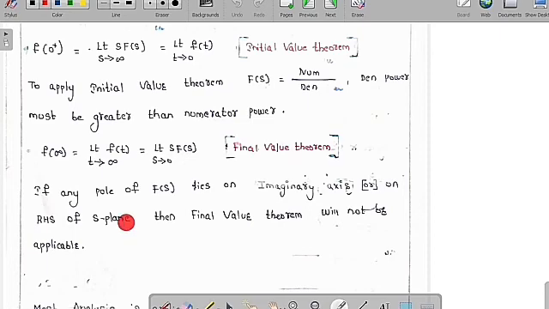So therefore the initial value theorem is only applicable when the denominator power is greater than the numerator power, and the final value theorem is applicable only when the poles of F of s lie purely in the LHS of the S plane. Similarly, I am going to repeat again. The initial value theorem is applicable only when the Laplace transform F of s has a higher power in the denominator compared to the numerator. The final value theorem is applicable only if F of s has all the poles strictly in the LHS of the S plane, then only we can apply the final value theorem.